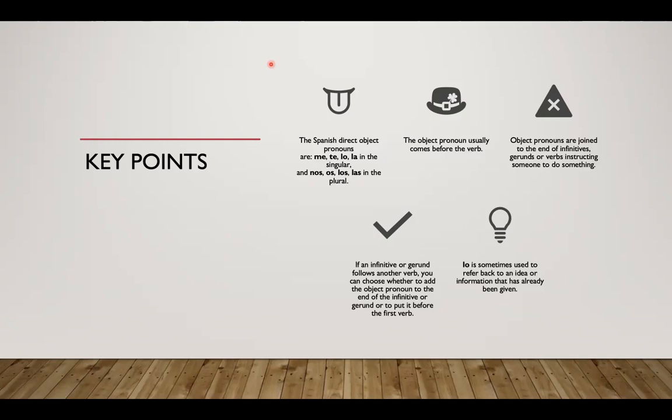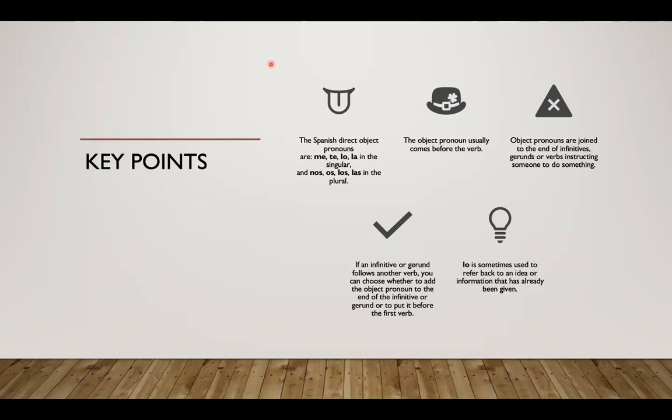The object pronouns usually come before the verb. This is something that's always, but there are special cases where, if you would like to combine them, in this case with a gerund, you're able to do so. But the majority of the time it's easier to place them in front and not have to worry about placing that accent mark.